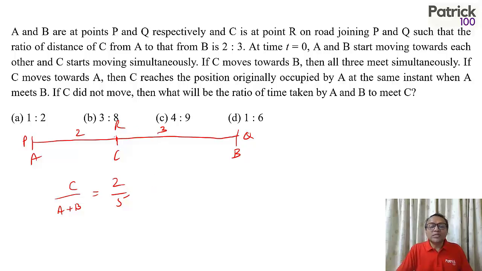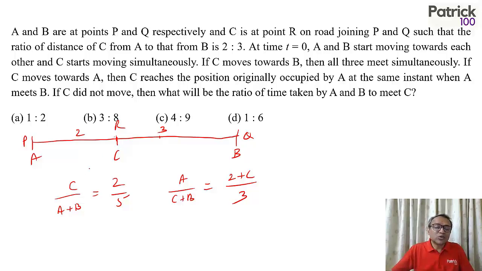When C goes towards B, so I know when A plus B is 5, then the cover is basically C plus B, both of them cover. In that case, A will cover 2 plus what C has covered, and C plus B has covered 3 at that same instant of time. So you can put the values and check out.